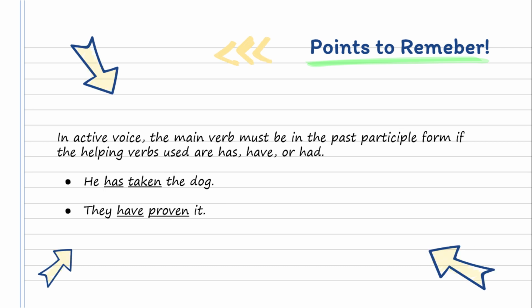In active voice, the main verb must be in the past participle form if the helping verbs used are has, have, or had. Examples: he has taken the dog. They have proven it.